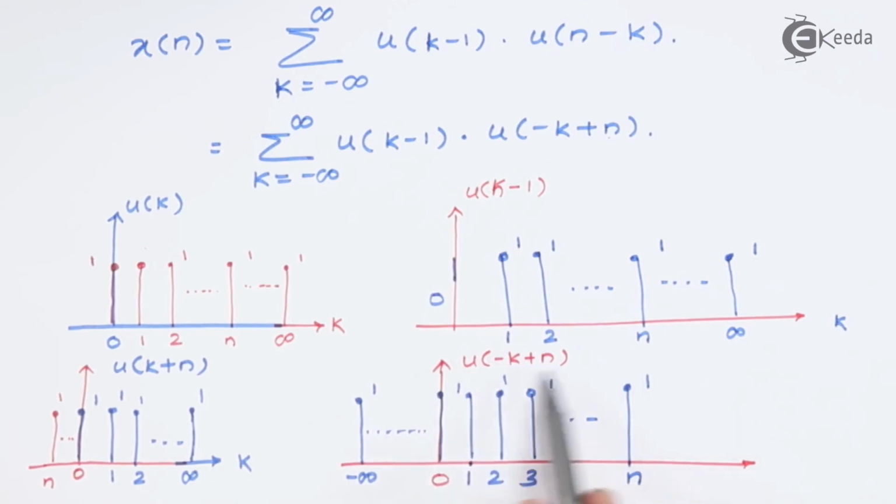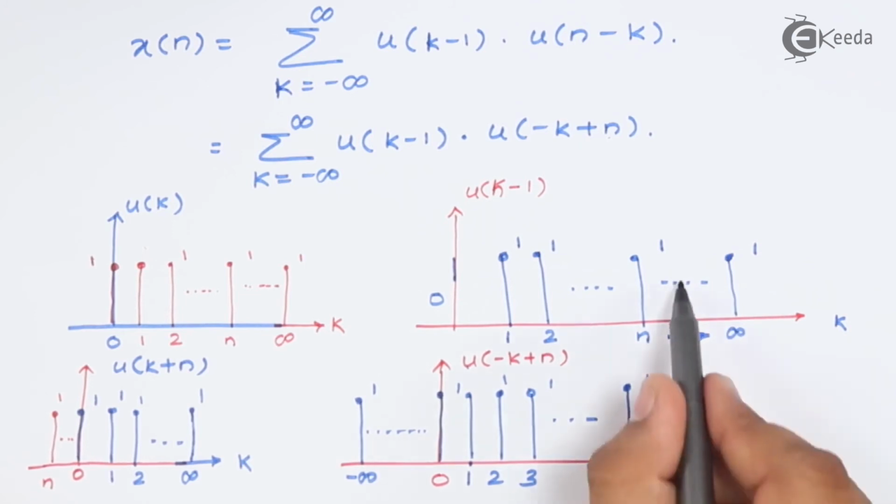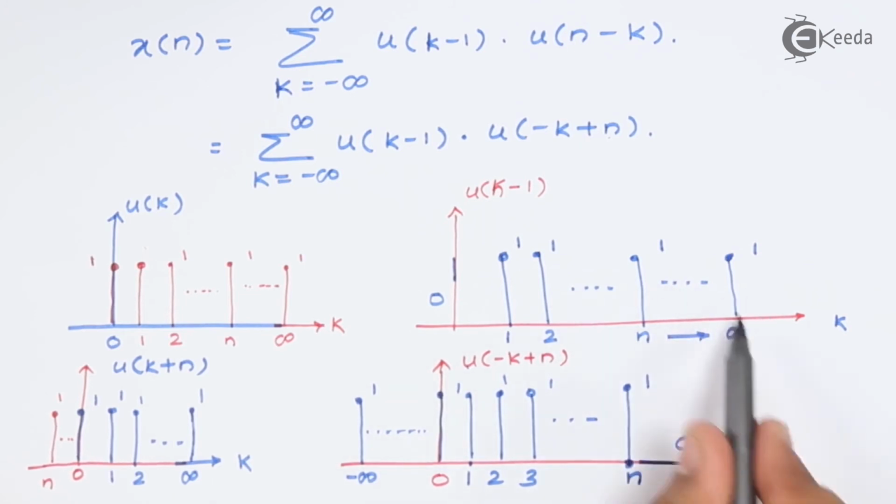But look here, u of minus k plus n. Here the graph is only available up to n, and from n onwards it has amplitude 0. So if we multiply these two graphs, then from n onwards till infinity this one has amplitude 1, but here we have amplitude 0. So after multiplying these two graphs, from n onwards the graph will have amplitude 0, which means you have the value of this graph only from 1 to n.